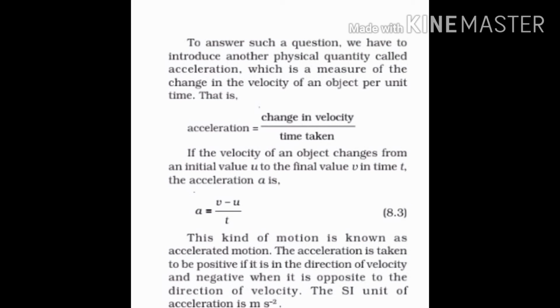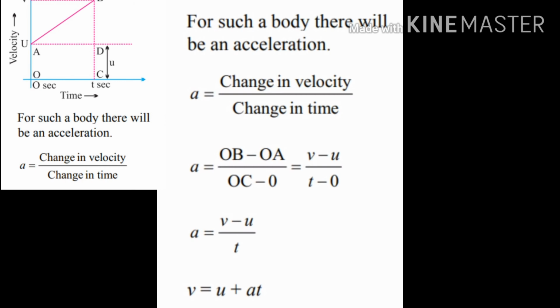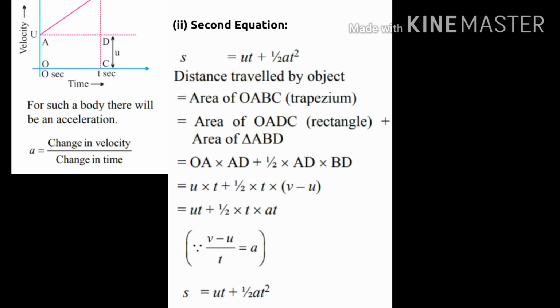The SI unit of acceleration is meter per second square, that we have already checked out. So the proof will be like, for such a body there will be an acceleration. So we understood that a is equal to change in velocity. So we can see in the diagram that change in velocity means OB minus OA by OC minus 0. Okay, so it will be (v minus u) by (t minus 0), which indicates a is equal to (v minus u) by t.